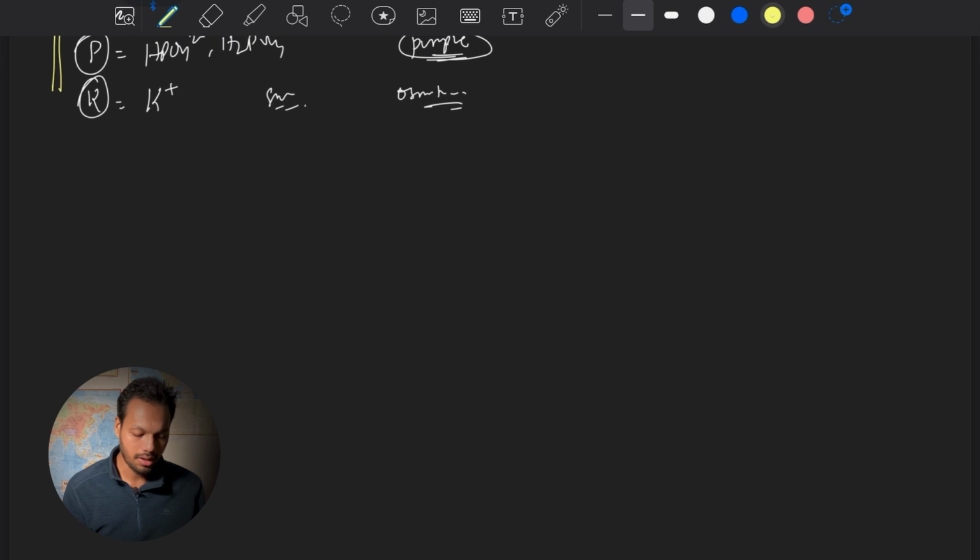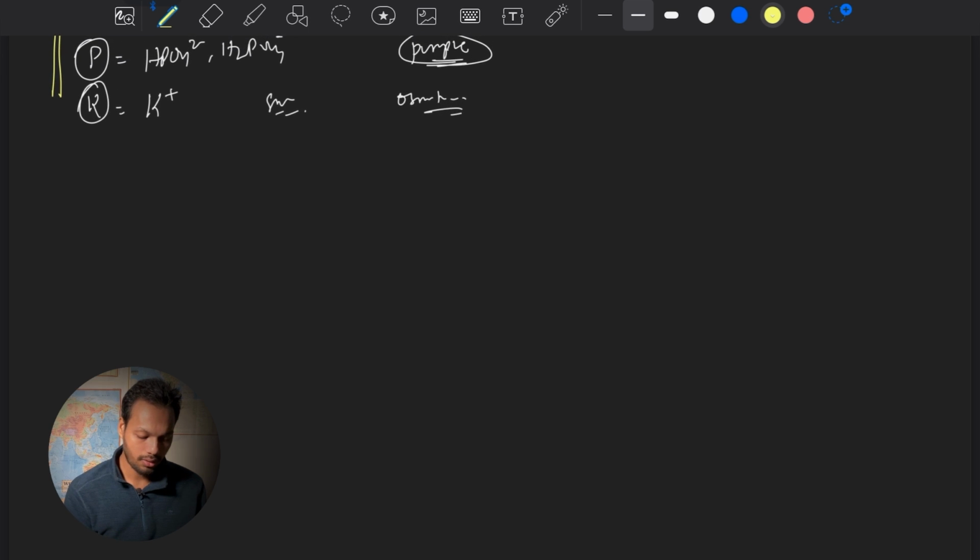Then coming to secondary nutrient. Suppose, let us say, sulfur. Sulfur is a secondary nutrient. In which form is it taken up by the plant? It is in the form of sulfate, SO4 2 minus.